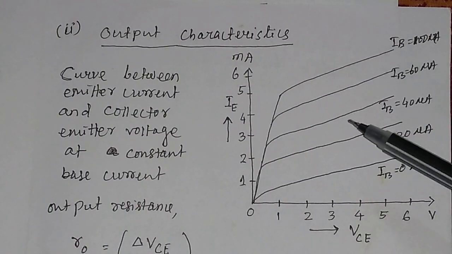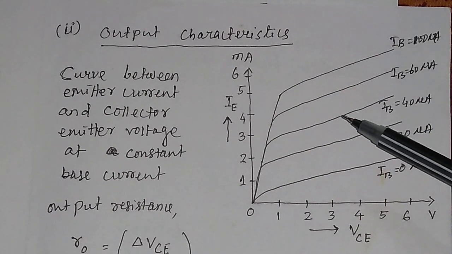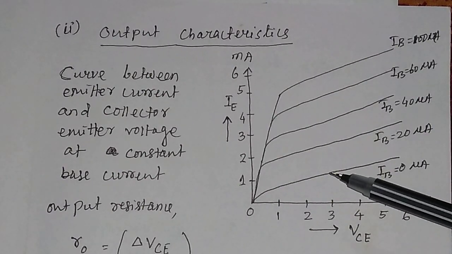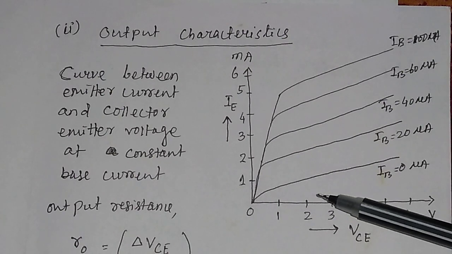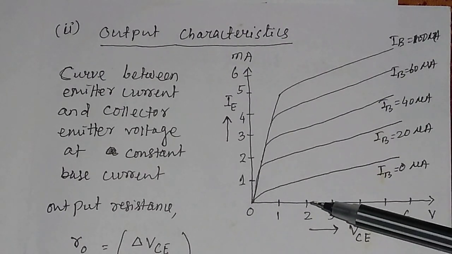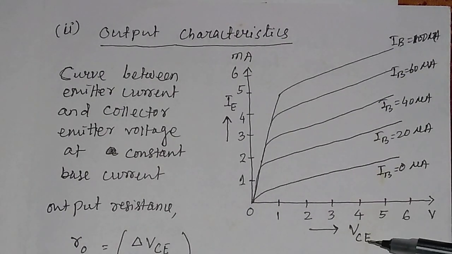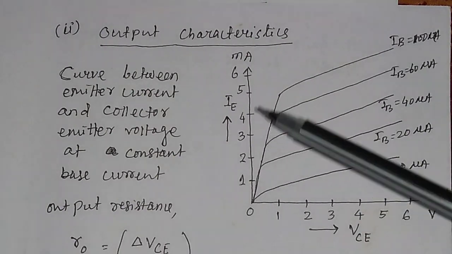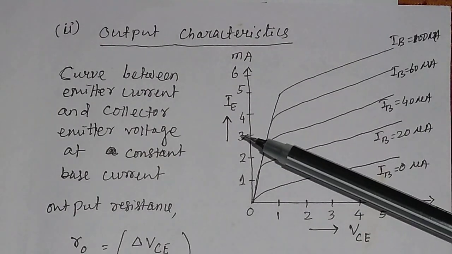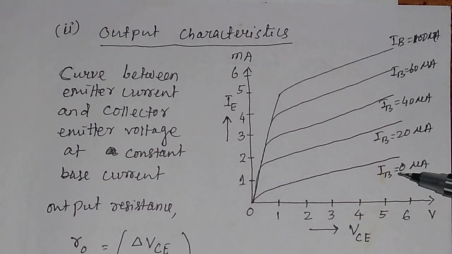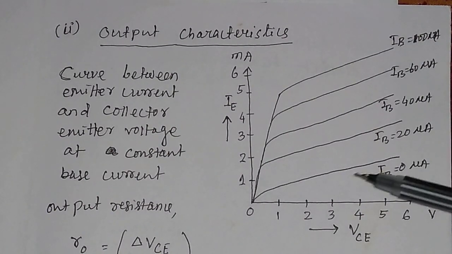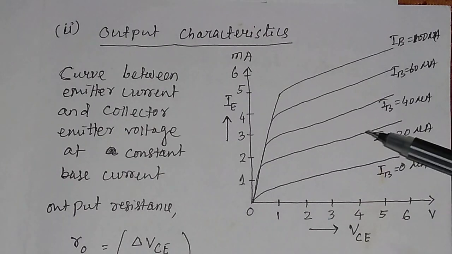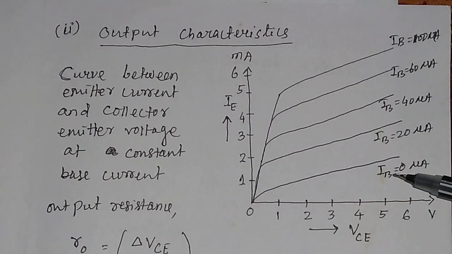Now let us discuss the output characteristics of common collector configuration. As I have told you, this is the variation of output voltage to output current. In the output you have collector emitter voltage and the current is your emitter current, and you have to keep the input current constant, and here the input current is the base current. So IB equal to constant, and this will be the nature of the characteristics curve at different input current, that is IB.